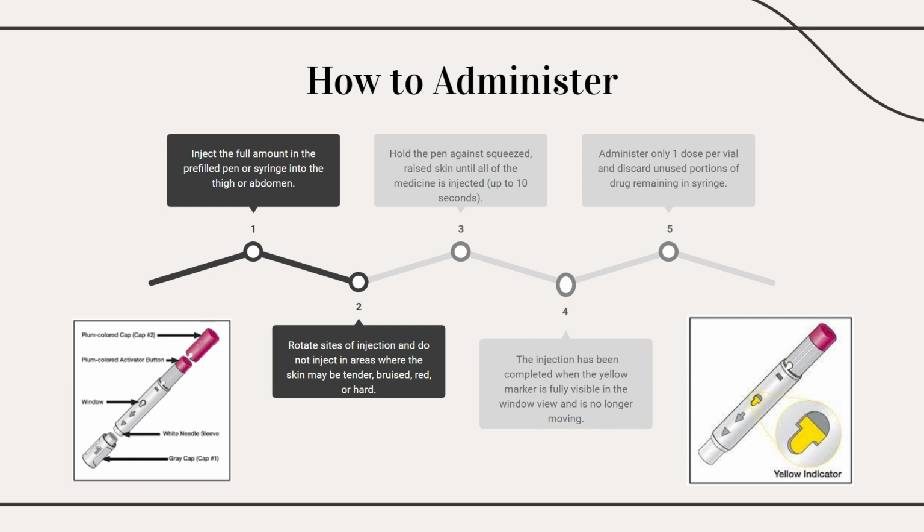Once you find a spot to inject yourself, swab the injection site with alcohol wipes. Following the diagram on the left, we want to remove the caps that are number 1 and number 2. Remove cap 1, which is the injection site, and remove cap 2 afterwards, which is the plum color. Place the pen at 90 degrees and then push the plum color trigger. Watch the yellow indicator like on the right diagram on the side window until it completely stops. Once it stops, quickly discard the pen into a sharps container.